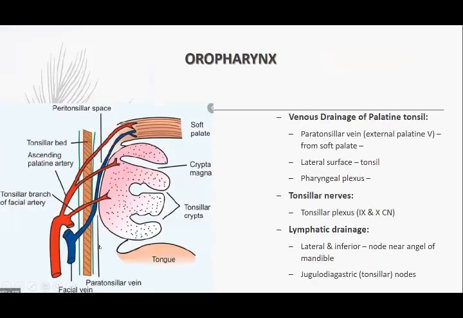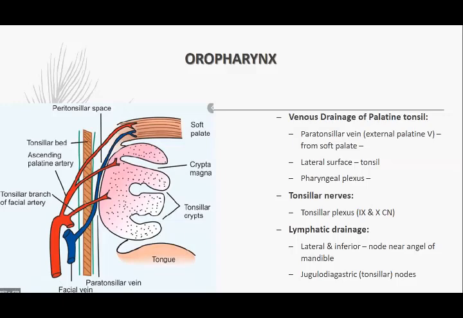Okay, venous drainage. As I told you, in the bed of the tonsil, outside the capsule of the tonsil, you have this vein running between the tonsil and the pharyngobasilar fascia. This vein is the paratonsillar vein, also called the external palatine vein. It starts from the soft palate, runs on the lateral wall or bed of the tonsil, and drains into the pharyngeal plexus. The pharyngeal plexus is simply a plexus of veins on the outside of the pharyngeal wall.